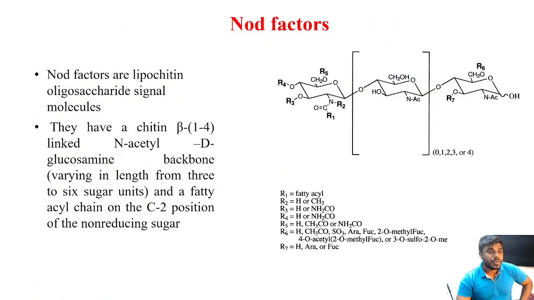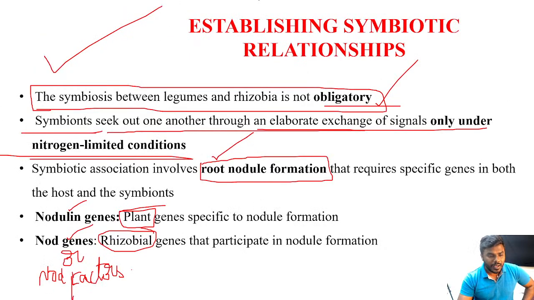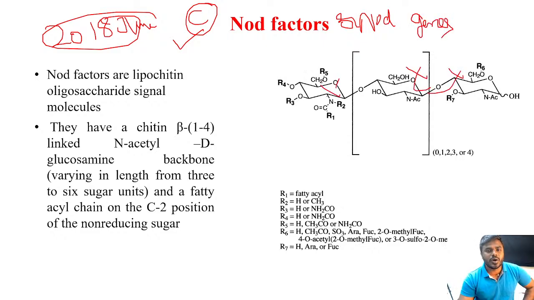My friends, now 2018 June, this is the direct question they asked in the exam. Okay, listen, in the Part C section, for the 4 marker: nodulin genes are present in the plant, nod genes or nod factors are present in the bacteria. How do these nod factors look? My friends, please kindly don't worry. You need not remember the structures at all. Do not worry. Nod factors, this is the first statement they have given in the exam also.